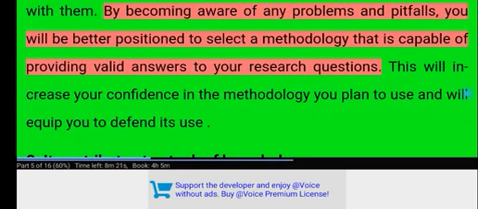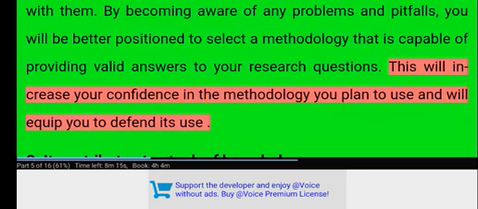By becoming aware of any problems and pitfalls, you will be better positioned to select a methodology that is capable of providing valid answers to your research questions. This will increase your confidence in the methodology you plan to use and will equip you to defend its use.